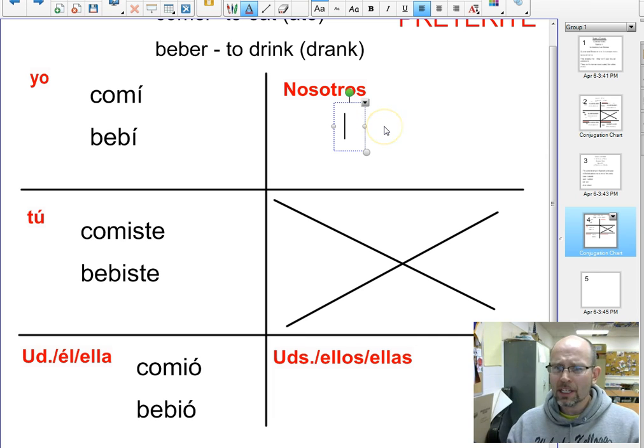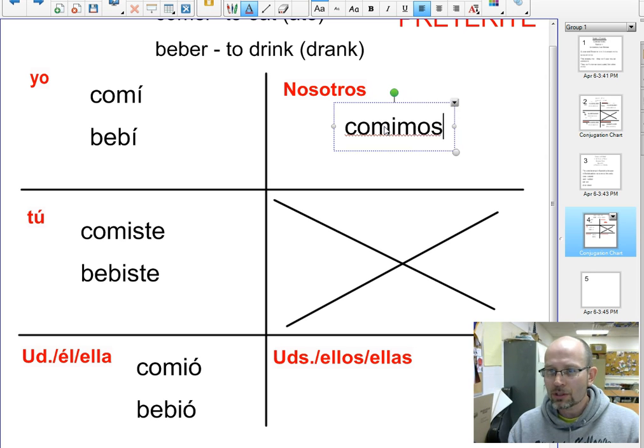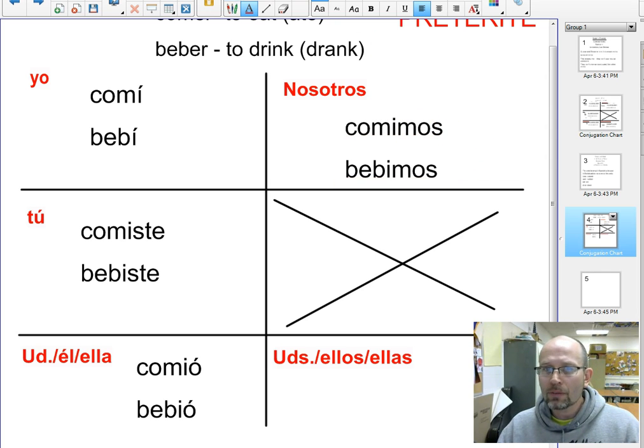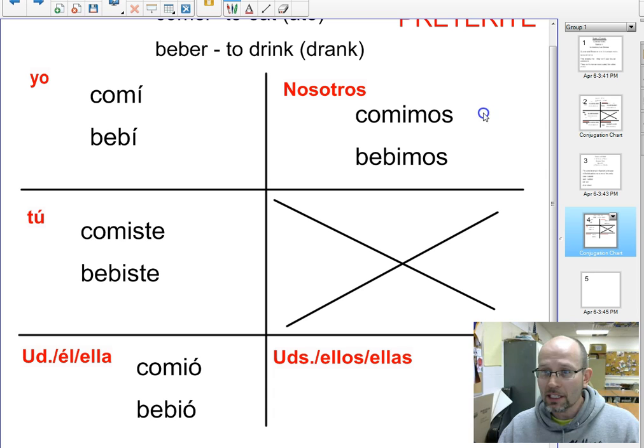Nosotros is going to be very similar to the present tense. That's nice. So comer changes to comimos, I-M-O-S. And beber changes to bebimos. If this reminds you of the present tense IR ending, you're exactly right, because it is. There's no difference between the two. Nosotros comimos and nosotros bebimos.